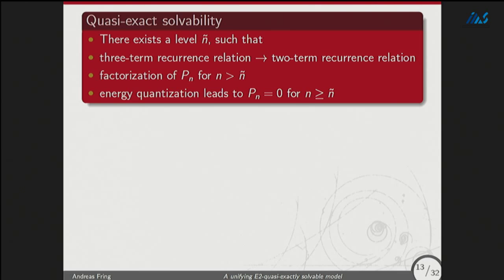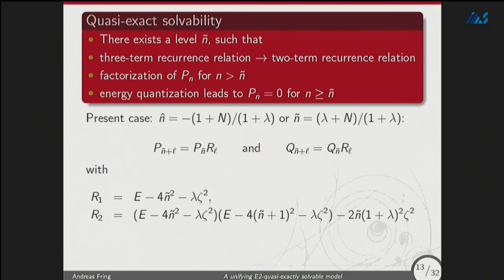the pn's. Actually, you don't set them. This is not expressed properly. The pn's have to vanish for n greater than n tilde, but this happens automatically due to the factorization. Because this is what we get here. So I told you we just looked at the three-term relations, and the last term has to vanish now, and it vanishes if I select my n in this way, or in this way. And then it's easy to see that precisely this structure is respected, because if you look at polynomials graded with a number larger than n tilde, if I look at n tilde plus l, it will factorize into p n tilde times an rl, and that happens also for the q's, the same structure. And these r's here are just the same in both cases, and you can easily work them out.